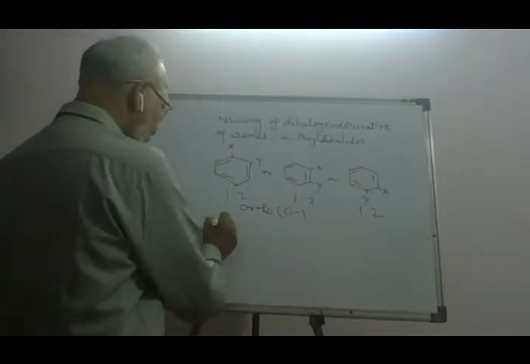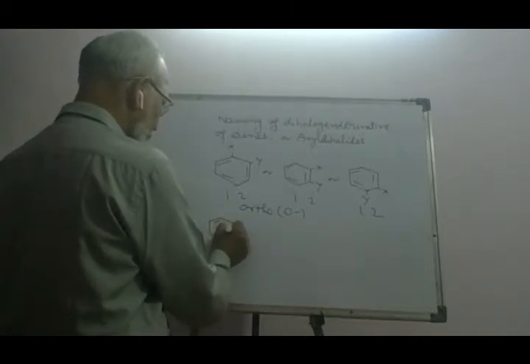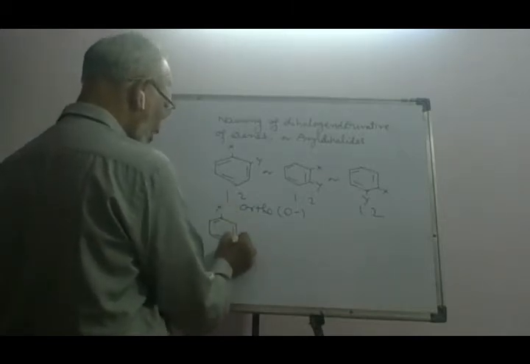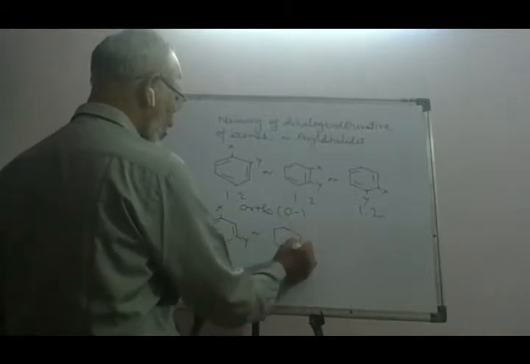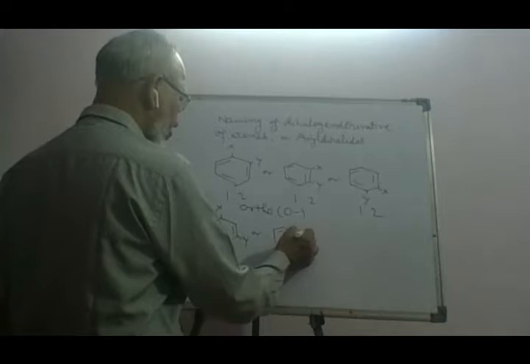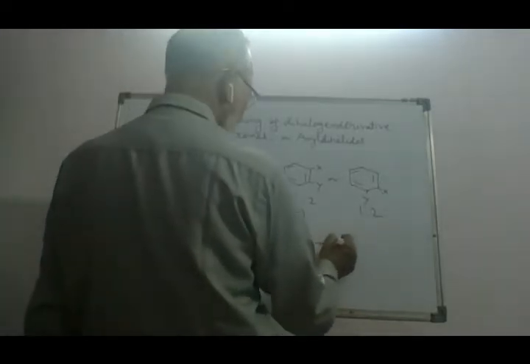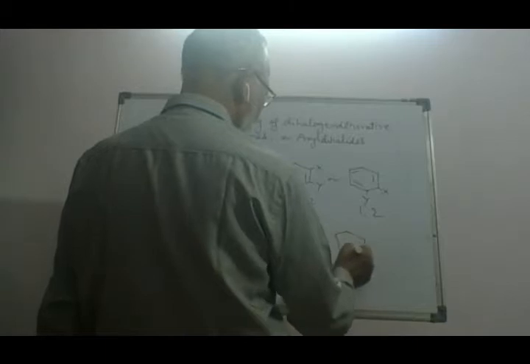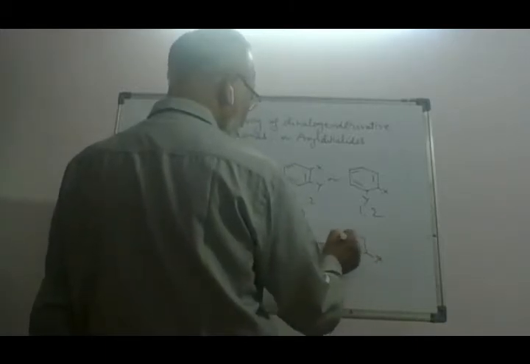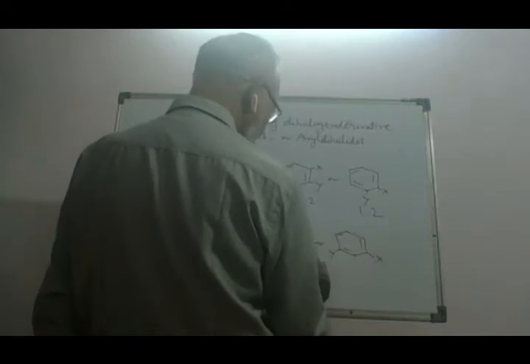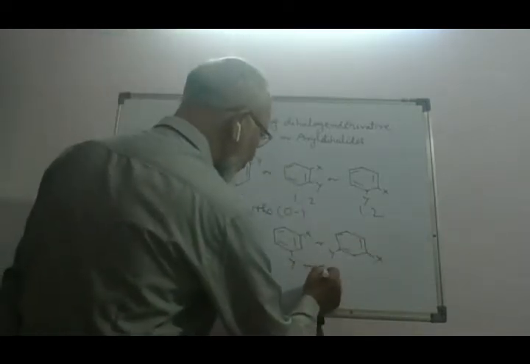If the 2 groups are substituted at alternate position, like this, then such a position is known as meta position. In short, it is represented by M.